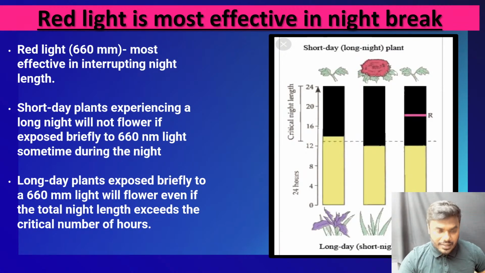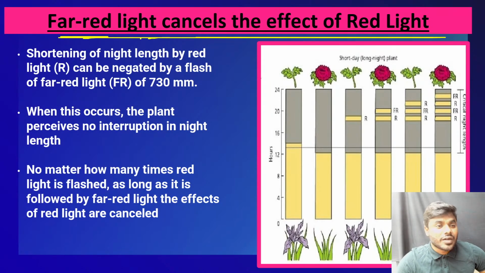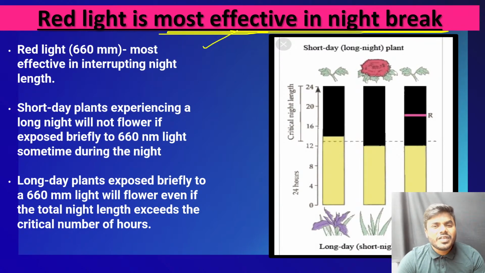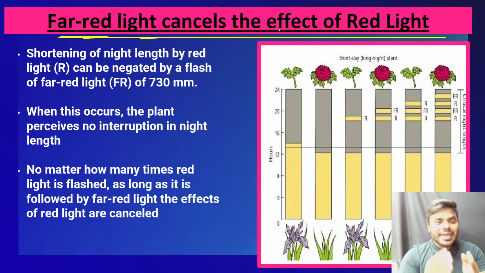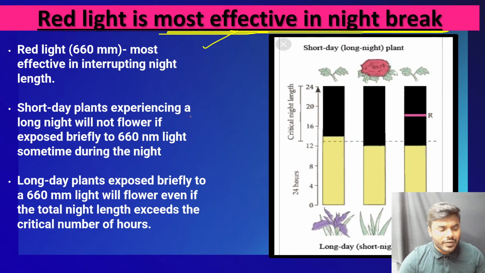All people understand that. Now you people have to remember two important statements. If you remember these two statements, almost all the experimental based questions will be very easy for all of you. So the first statement you people have to remember: red light is most effective in the night break. Next line, far red light cancels the effect of red light. Once again look into the statements. Red light is most effective in the night break. Far red light cancels the effect of red light. So every student has to look into the diagram carefully. Let me explain elaborately.